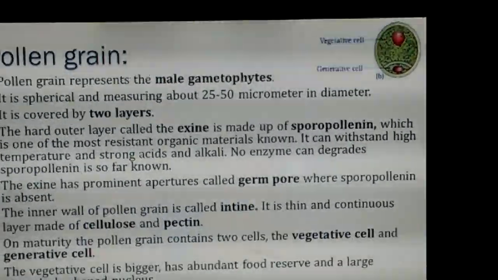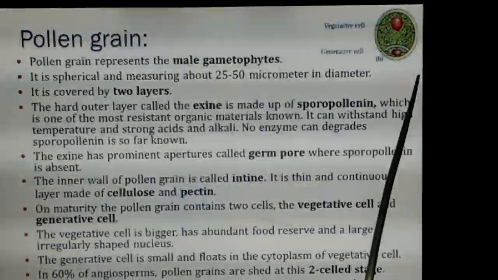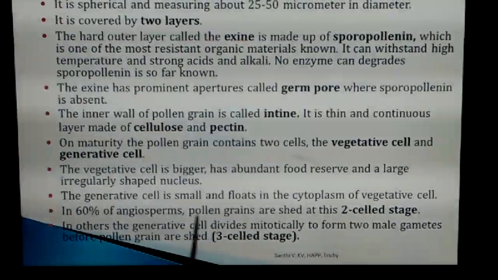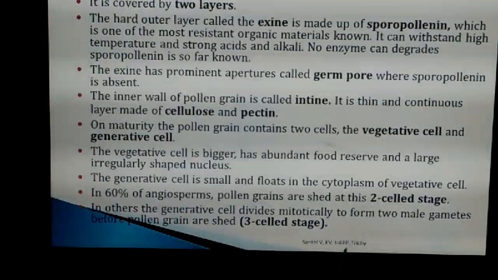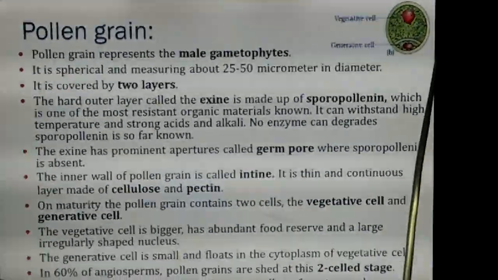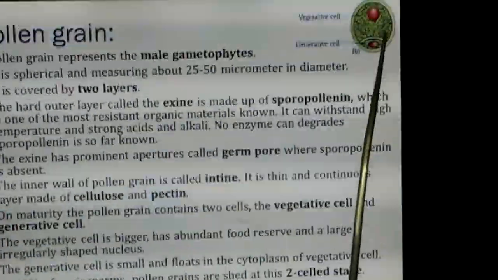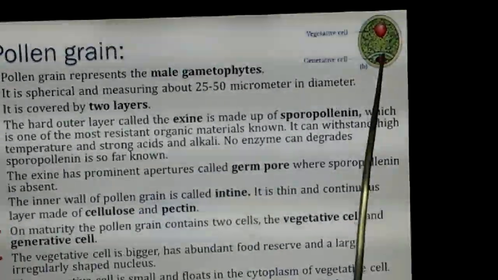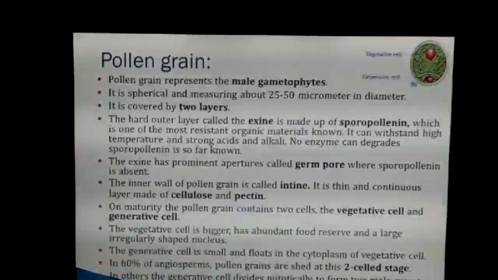In 60% of angiosperms, pollen grains are shed, released, during the 2-celled stage. But in some of the angiosperms, what happens? The generative cell divides mitotically once again and results in the formation of 2 male gametes, and the pollen is liberated in the 3-cell stage. So some are 2-celled and others are 3-celled. How 3-celled? Because the generative cell once again divides by mitosis and is liberated. Okay, so today we will stop this chapter here. Then we can continue with the next topic.